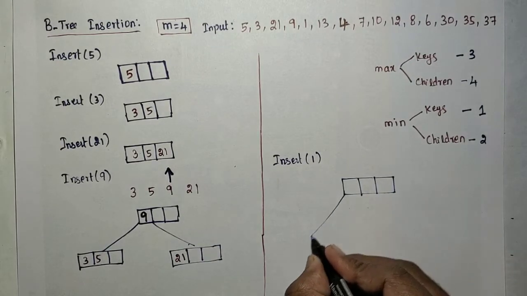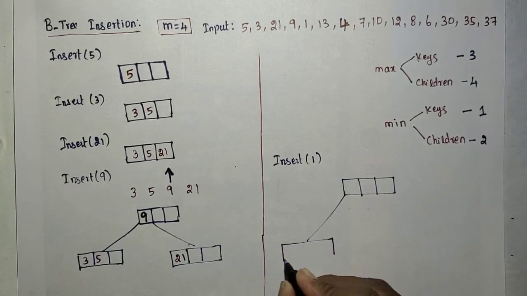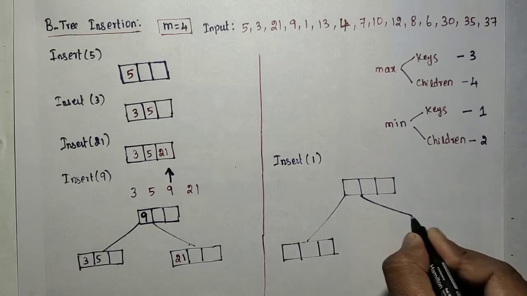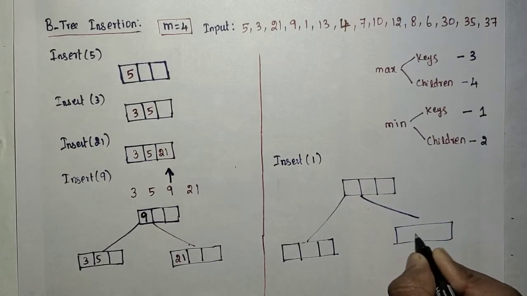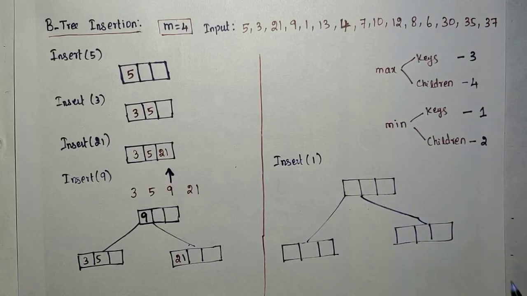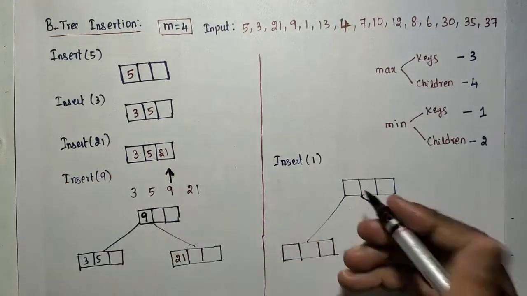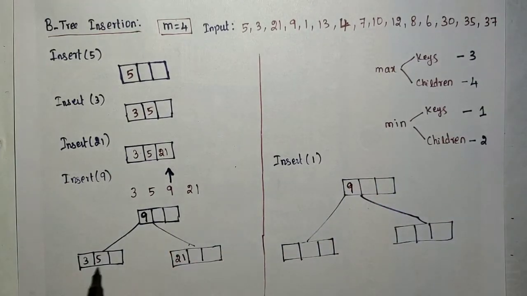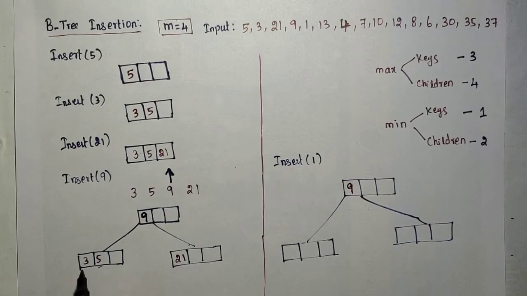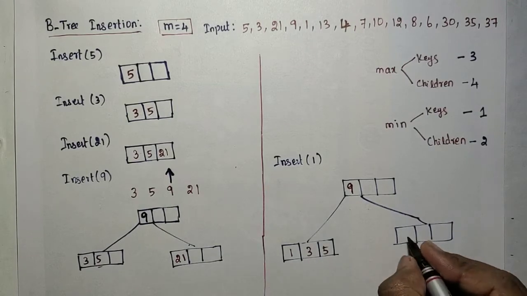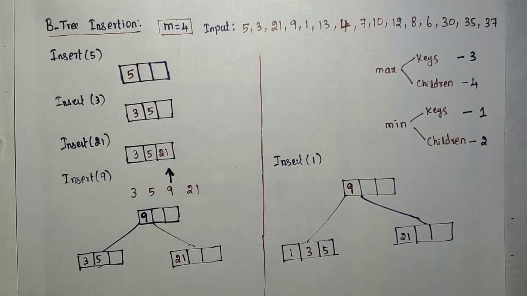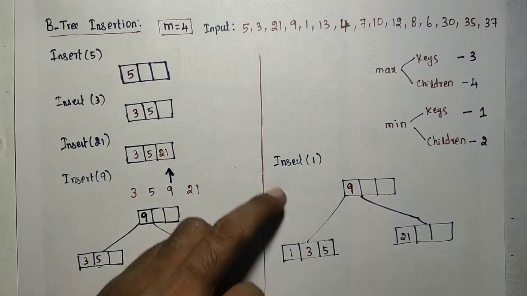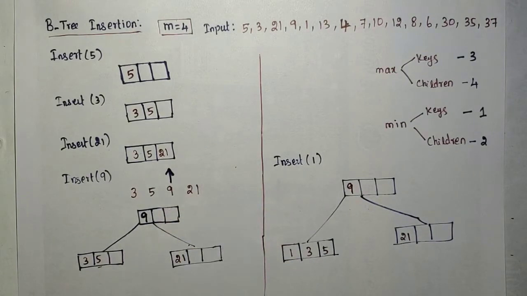Okay, 3. So the 9 is there, and the 1 is inserted in this space, correct? It will be inserted in ascending order, so 1, 3 and 5. Here 21 alone will be there. The 1 is simply inserted in the empty space.